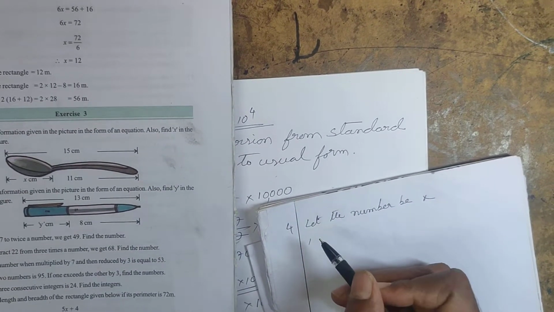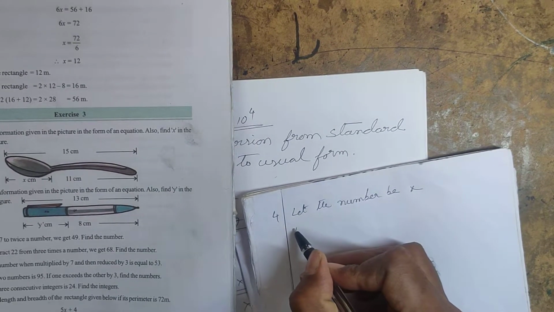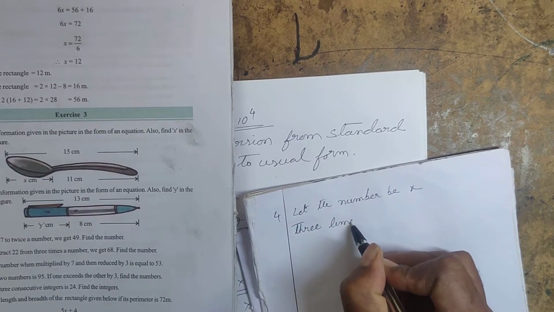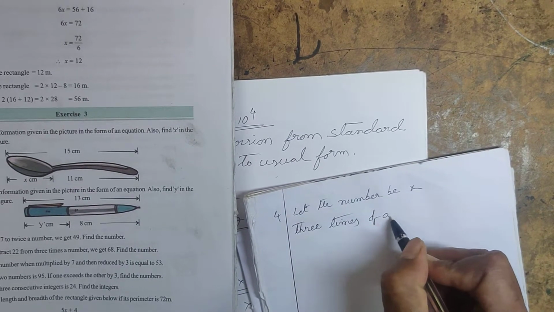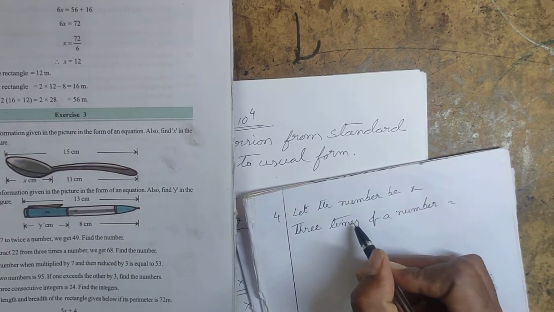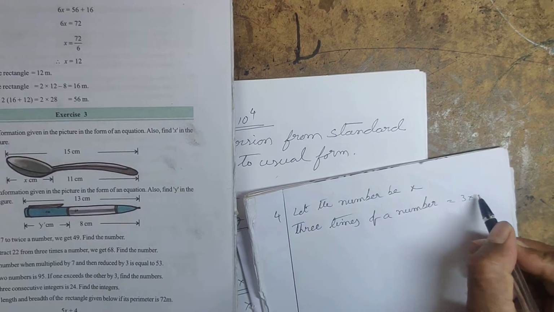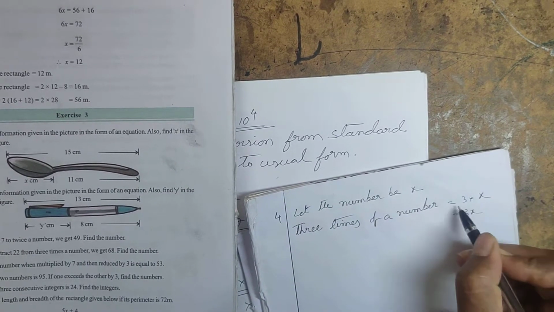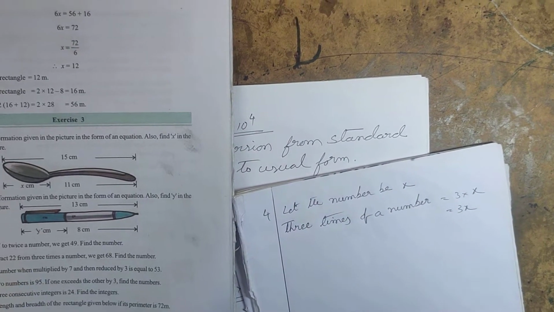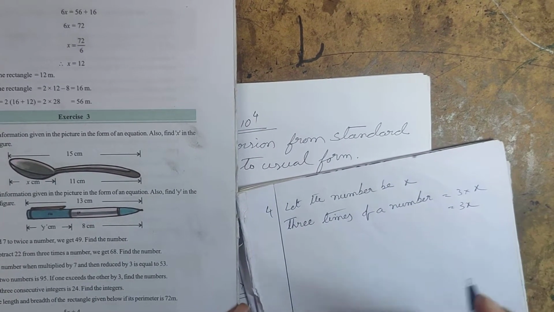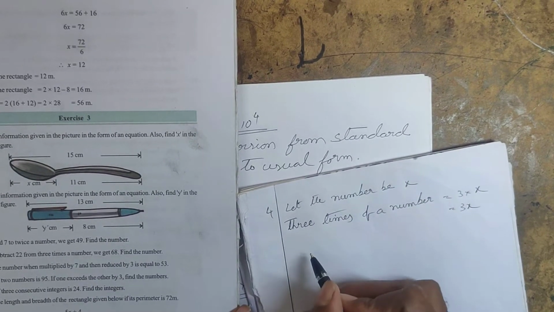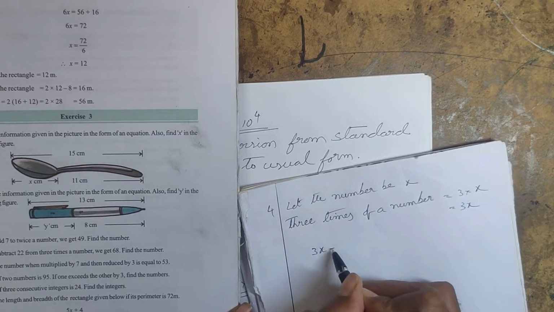3 times of a number. Times means, as I said now, you have to multiply. 3 times of a number means 3 into x. 3 into x you can write as 3x. So what he said, if we subtract 22 from 3 times of a number. So from 3 times of a number you have to subtract 22. Means you are getting 3x minus 22.